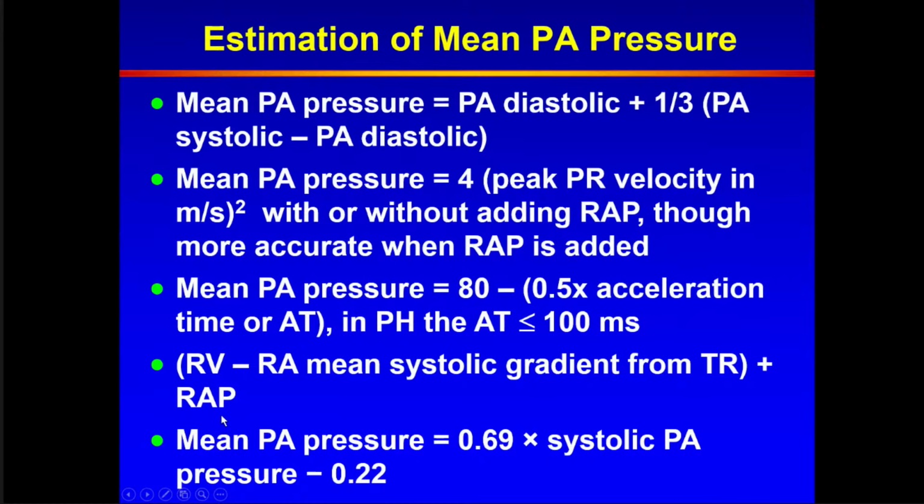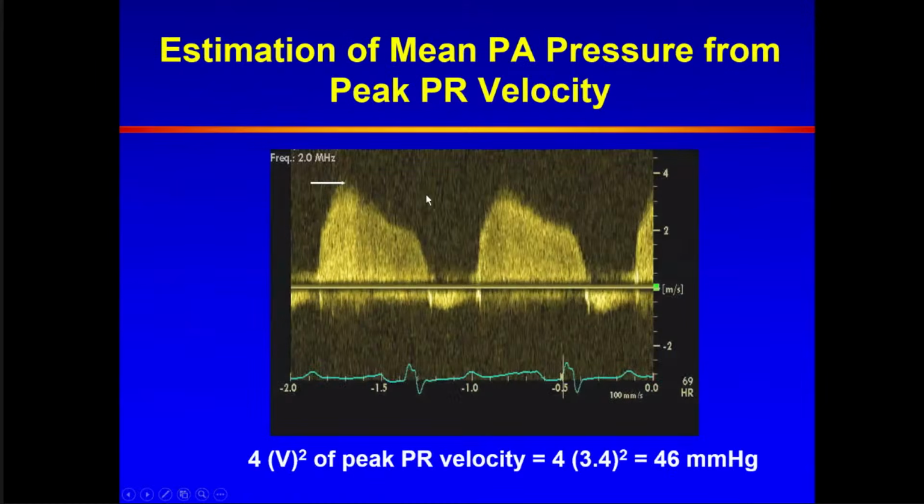Another approach is recognizing that the PA systolic pressure is related to the mean pressure. The higher the PA systolic, the higher the mean pressure. And so we can use the RV-RA mean systolic gradient from the TR jet plus a right atrial pressure to estimate mean PA pressure. This has been validated. It is also possible to use the regression expression you see below to obtain the mean pressure from the PA systolic pressure. So we have many tools at our disposal to look at, which is, as you can imagine, advantageous.